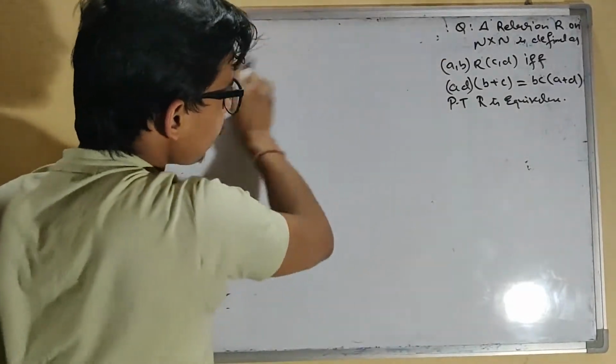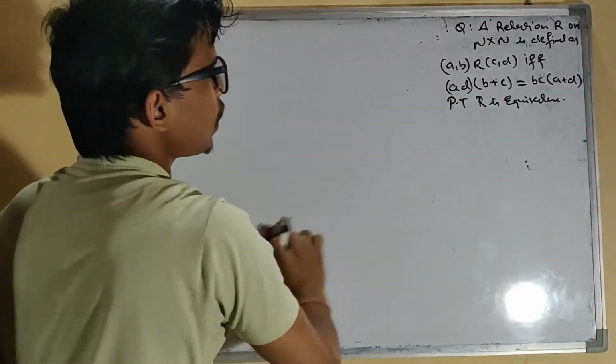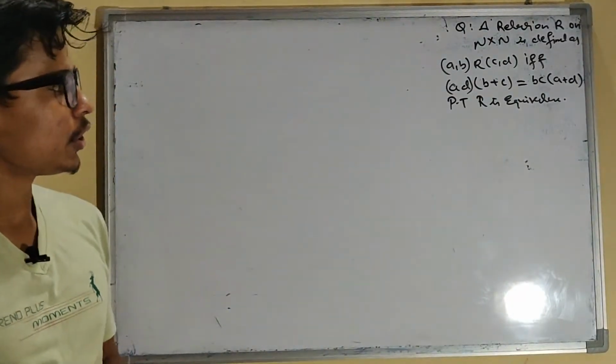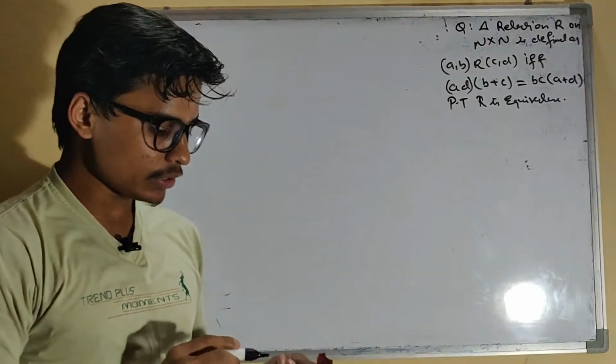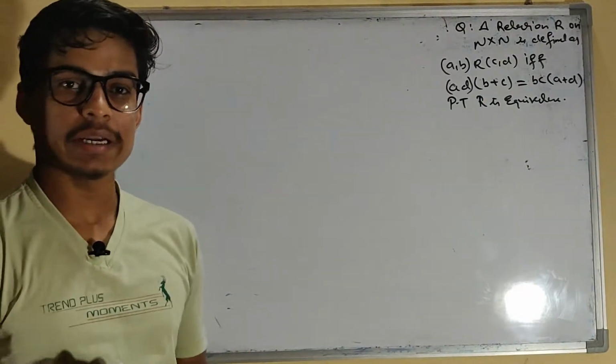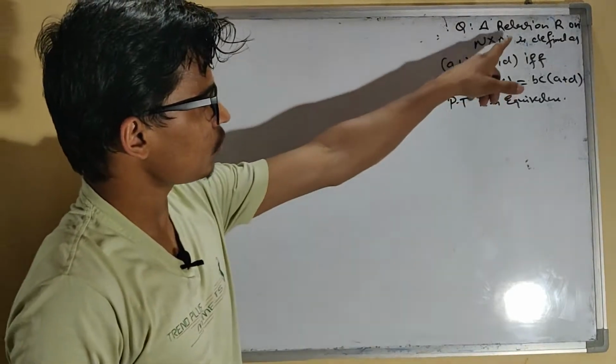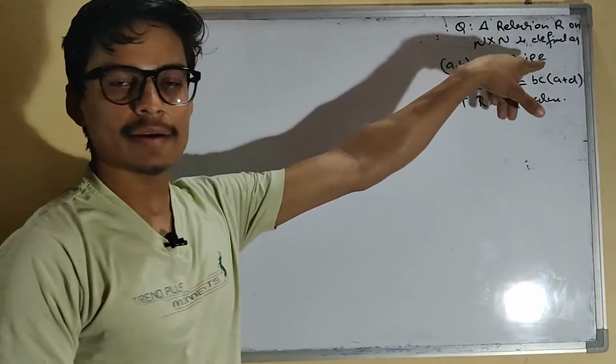Now, so this is a very important question. A relation R is defined on N cross N. So till now you were solving questions which are defined on a set, right? From here on, you are going to solve questions with a relation R on N cross N.